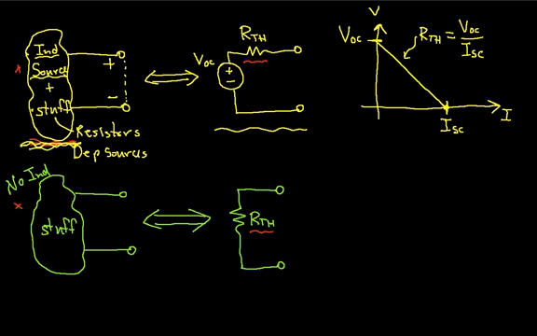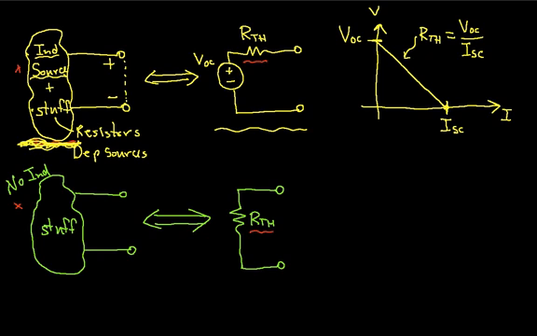Another way to do it would be to set all of the sources inside this blob of stuff equal to 0, actually all of the independent sources, and then just find an equivalent resistance. You can only do that if, when you've set all the independent sources to 0, you have no dependent sources. If you have dependent sources, then you're probably better off finding the open circuit voltage and the short circuit current.